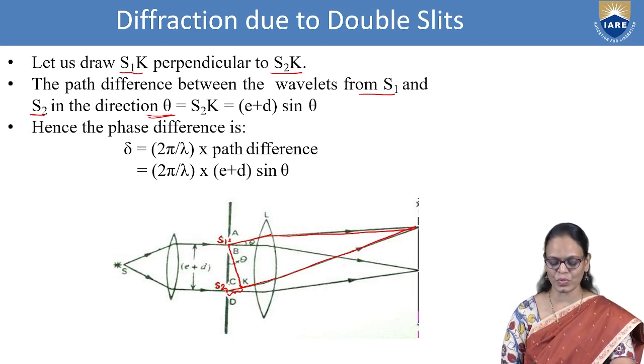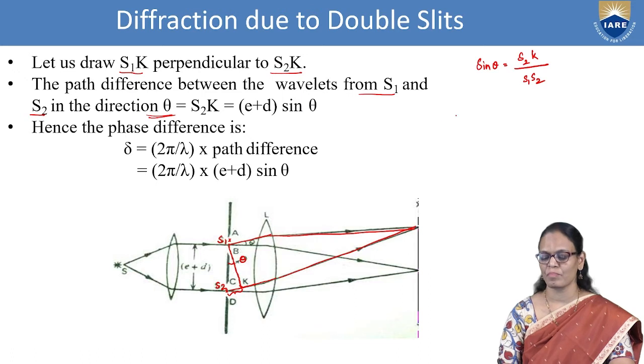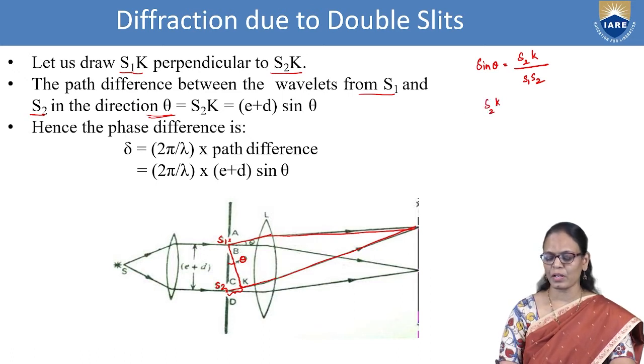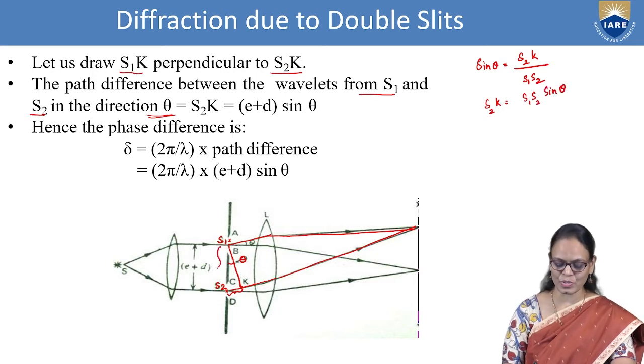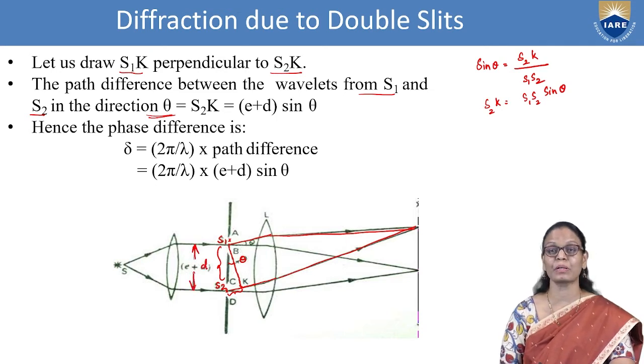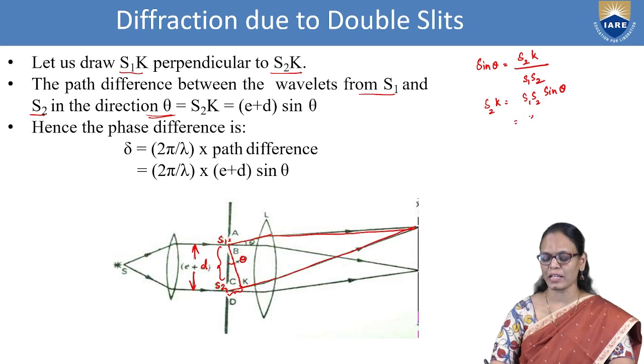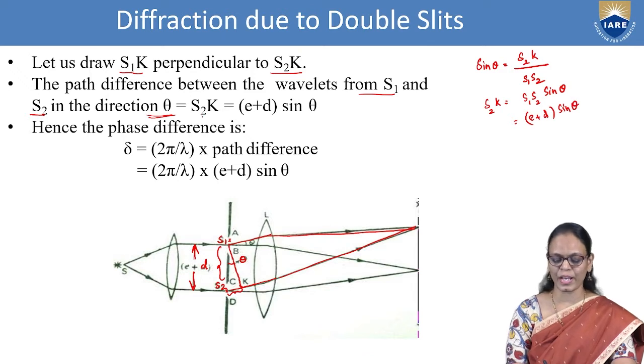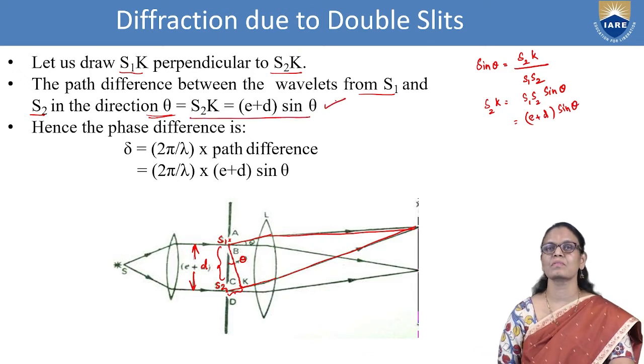Now how do we get S2K if this is theta? Sine theta is equal to the opposite side S2K upon the hypotenuse S1S2. So S2K will be equal to S1S2 into sine theta. So what is S1S2? We have taken it as e plus d, because e is the width of the slit and d is the separation between the two. So we can write it as e plus d into sine theta. So our S2K is equal to e plus d into sine theta.